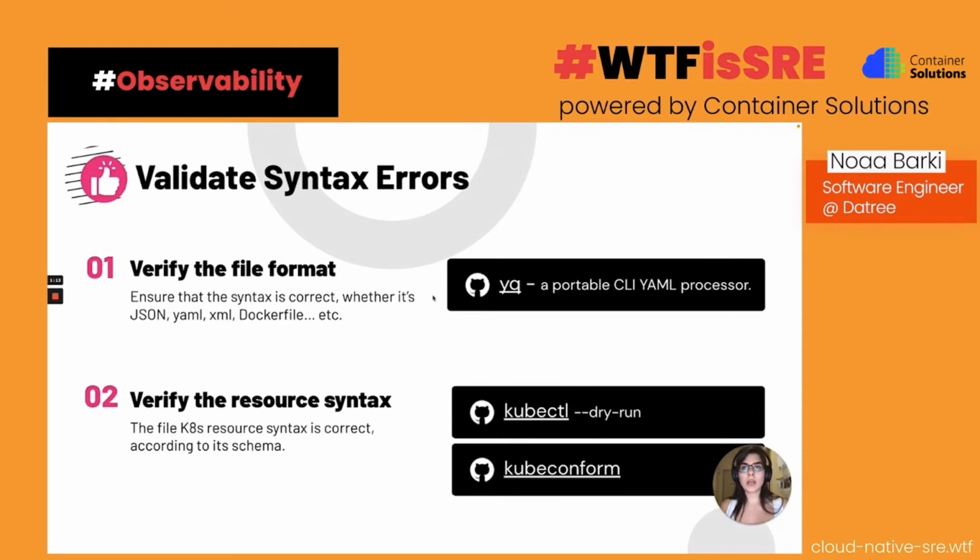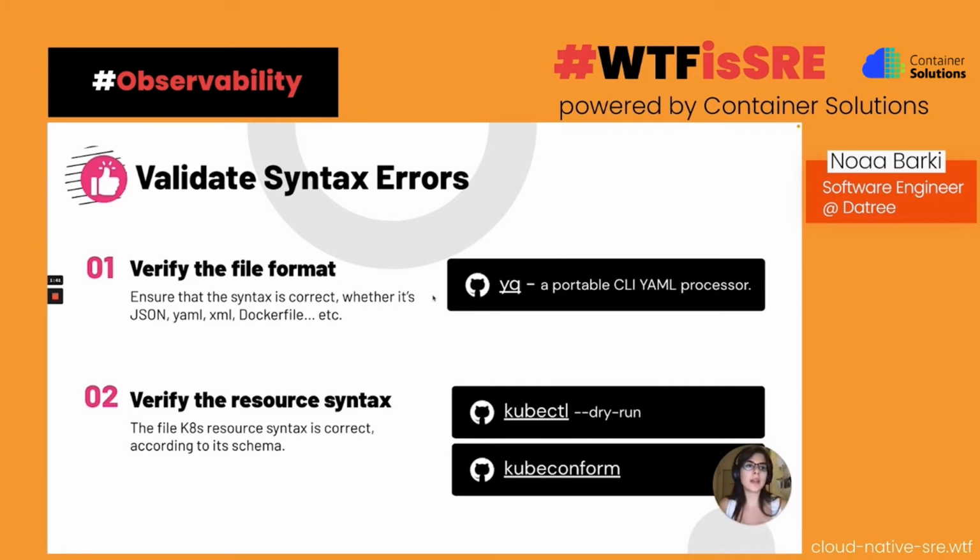The built-in way is to use the kubectl CLI, specifically with the dry run flag, which tells kubectl not to create or apply the resource. It basically only performs the validation in the cluster, and that's it. There's a small issue with using kubectl: it won't work when you don't have any internet connection.